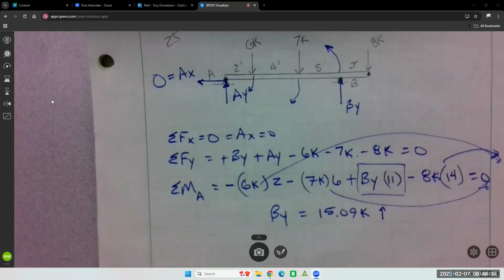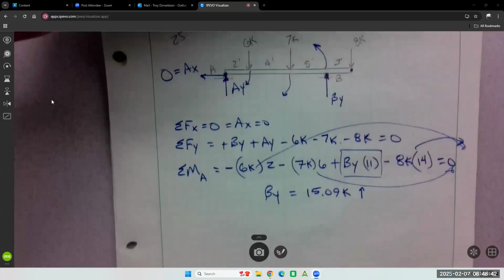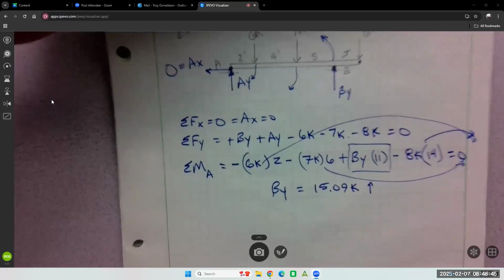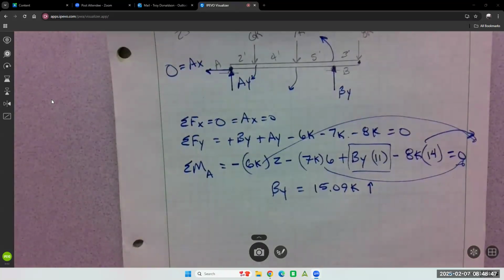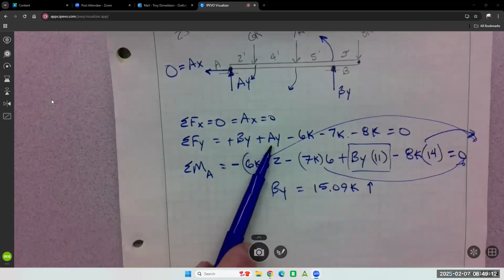Anybody else get that? That's good because I wrote it in pen. I had to scribble. Good, we getting that number? Yeah. Now I know BY. How could I get AY? Yeah, you have your other formula. So you didn't write that other formula for no reason. You can now just take BY, plug it into here, and get AY.